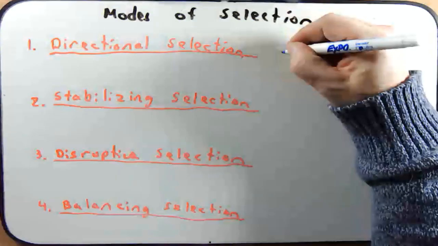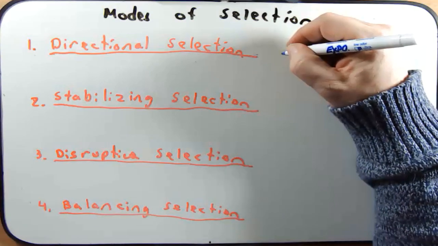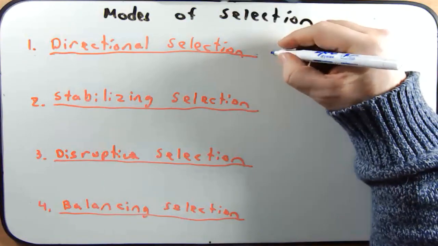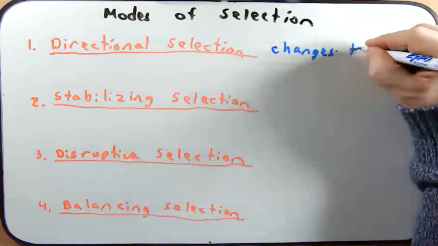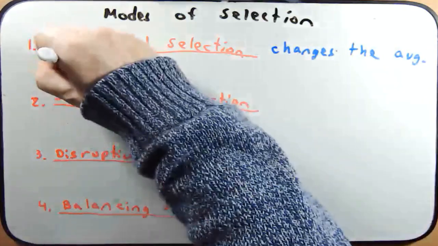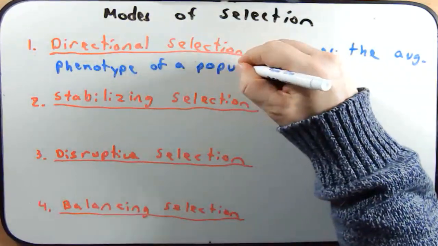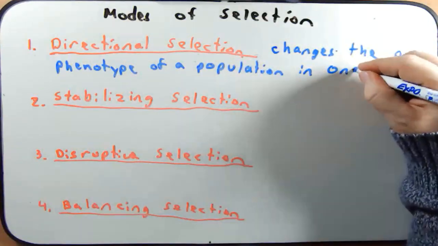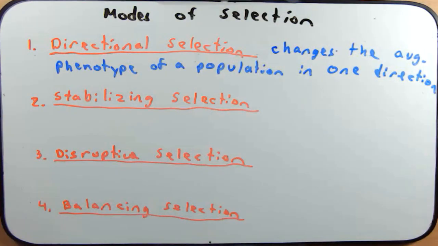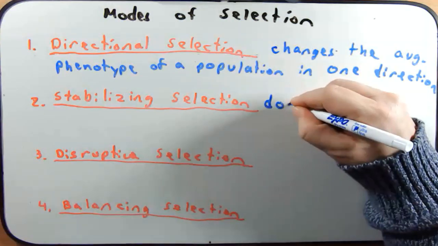Directional selection changes the average phenotype in the population in one direction. Stabilizing selection does not change the average value of a trait over time, but reduces the number of individuals at both extremes.